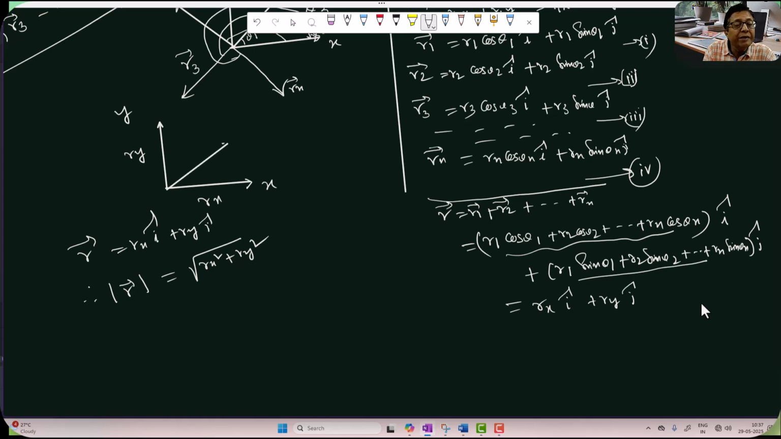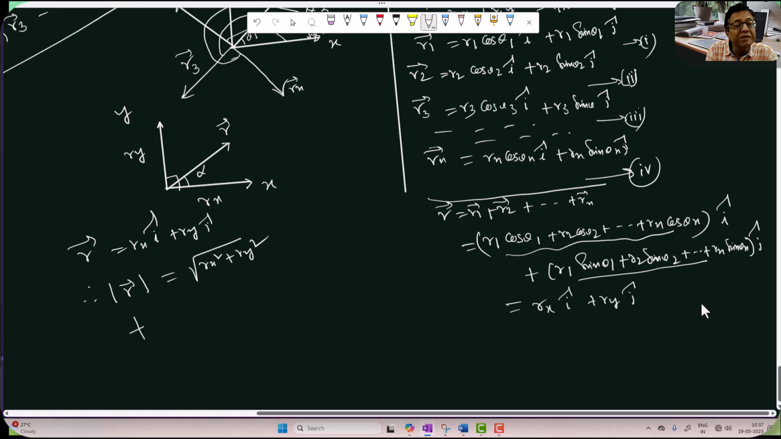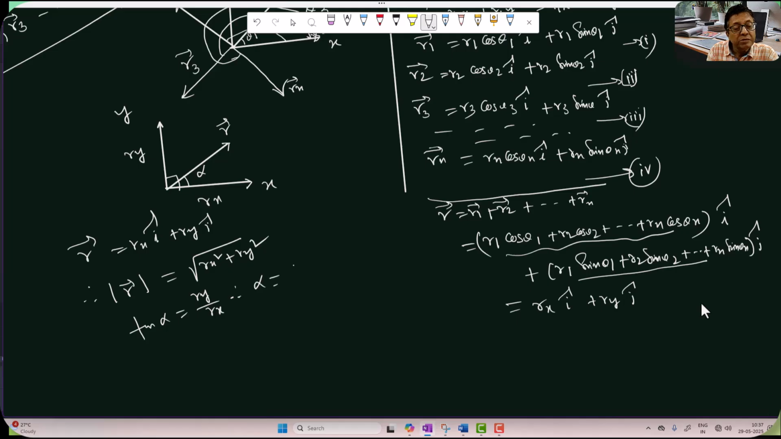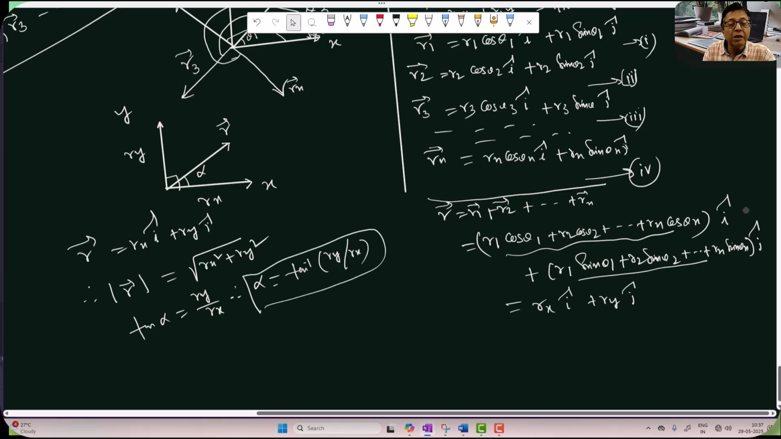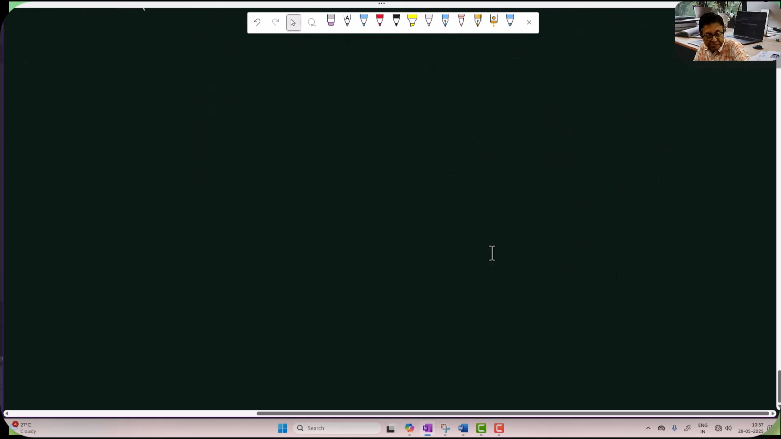And what is the angle made by resultant with x-axis? This alpha we have seen, if the angle is 90 degree, we have taken rectangular components. Tan alpha will be what? Ry by Rx. So alpha equal to tan inverse Ry by Rx.